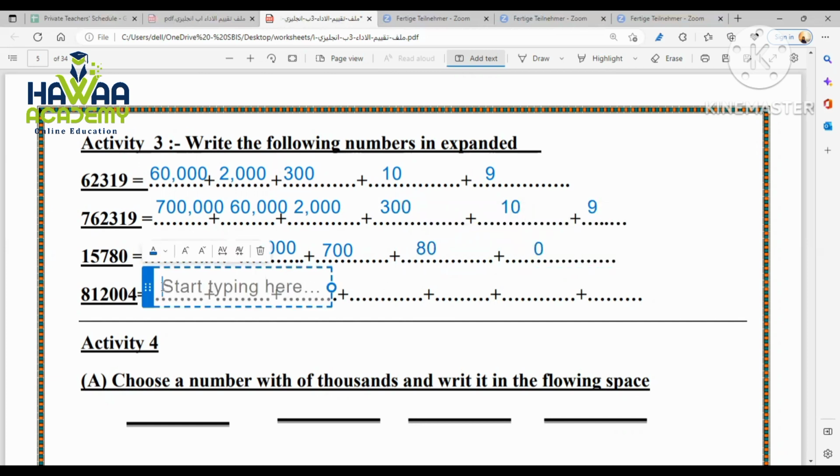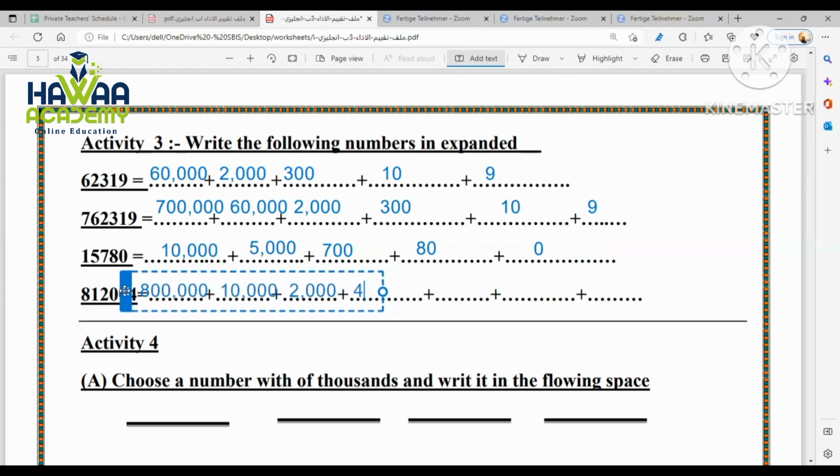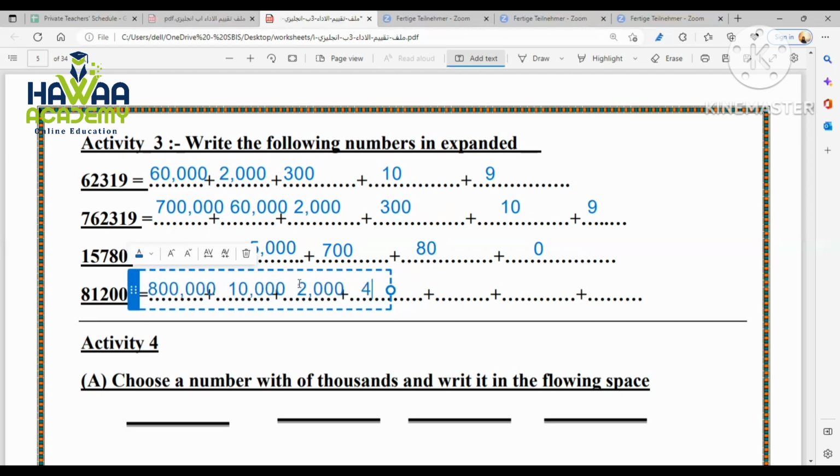Now, let's have this one. It's 812,004. So I have 800,000 plus 10,000 plus 2,000. Do I write plus 0 plus 0? No need, but it's going to be plus 4 here. And then I have extra spaces, so I can just put plus 0 plus 0. So here we go.